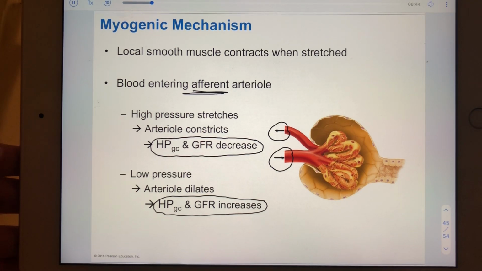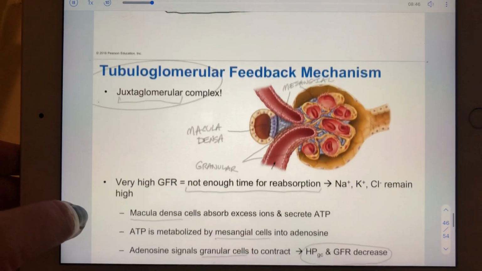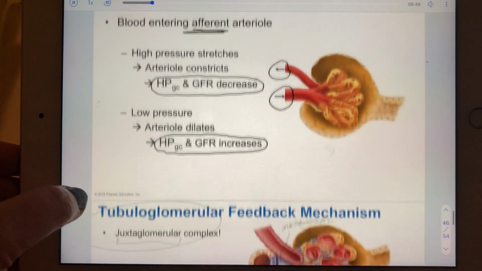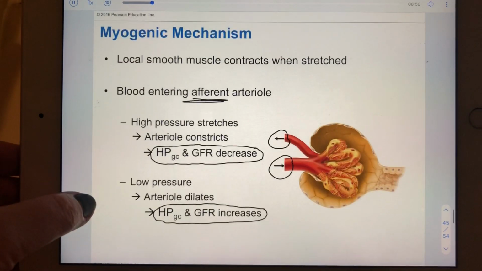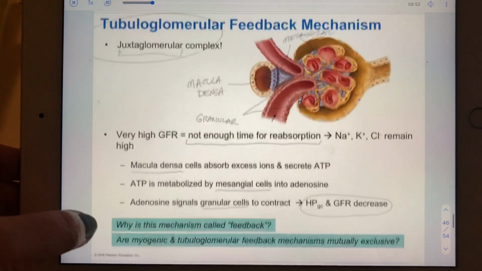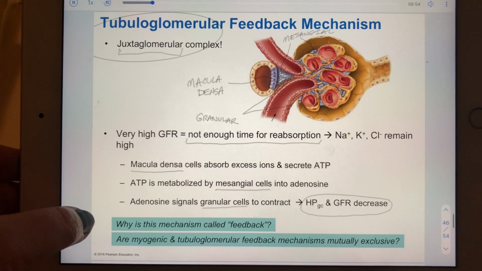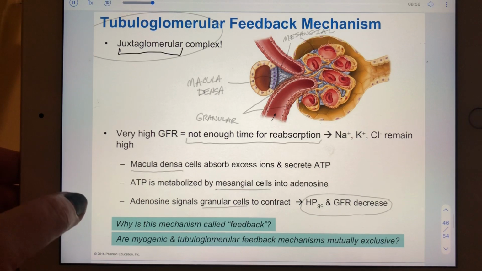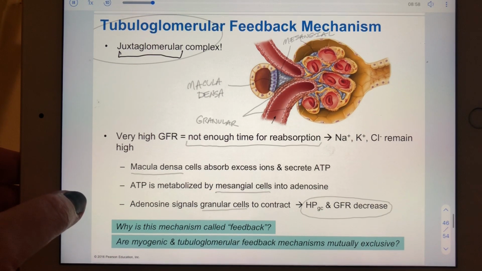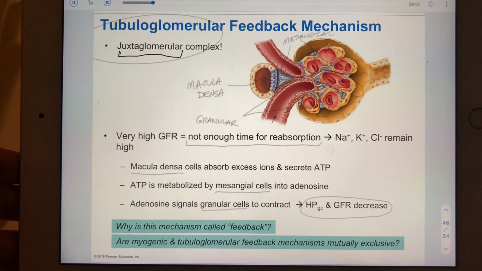Let's talk about the tubuloglomerular feedback mechanism, which really revolves around the juxtaglomerular complex. I know everyone's groaning, but one nice thing is, yeah, this is a mouthful. I know. But look, so is this, right? And they both have glomerular in their terms. So hopefully built-in mnemonic there. Let's review really quickly who the components of the juxtaglomerular complex are.